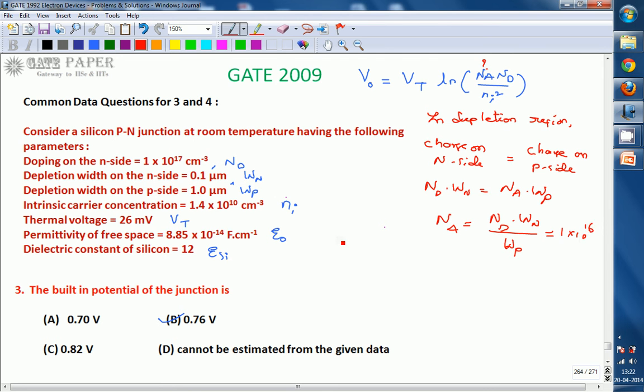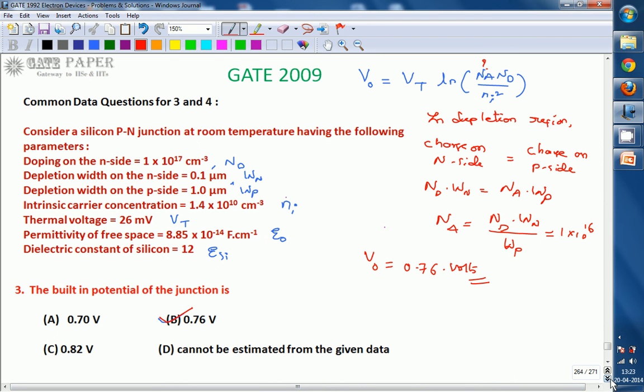So Na is known, Nd is known, ni square is known. Substitute this Na value in the V naught equation. From that, V naught can be calculated as 0.76 volts. So the right option for this question is B.